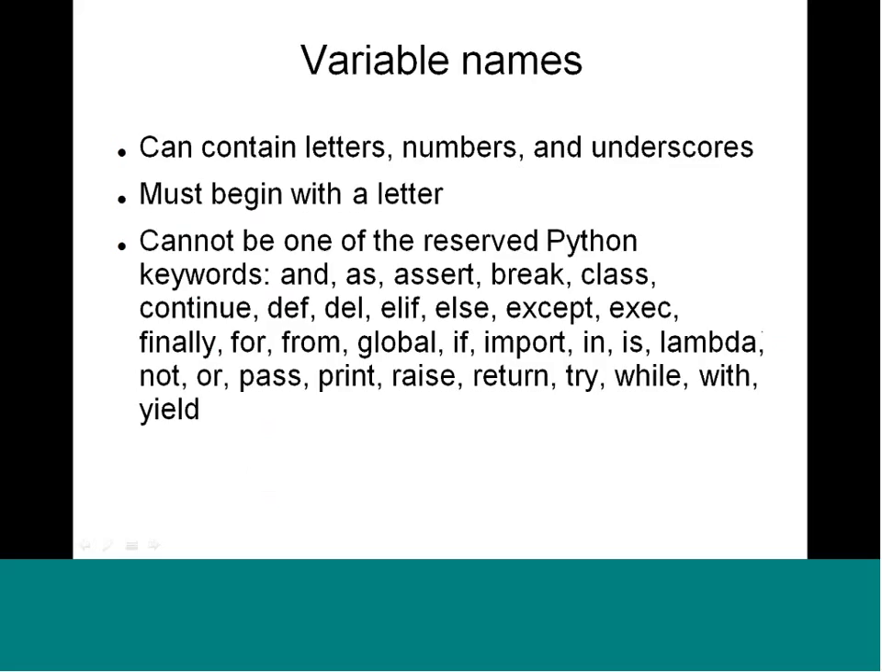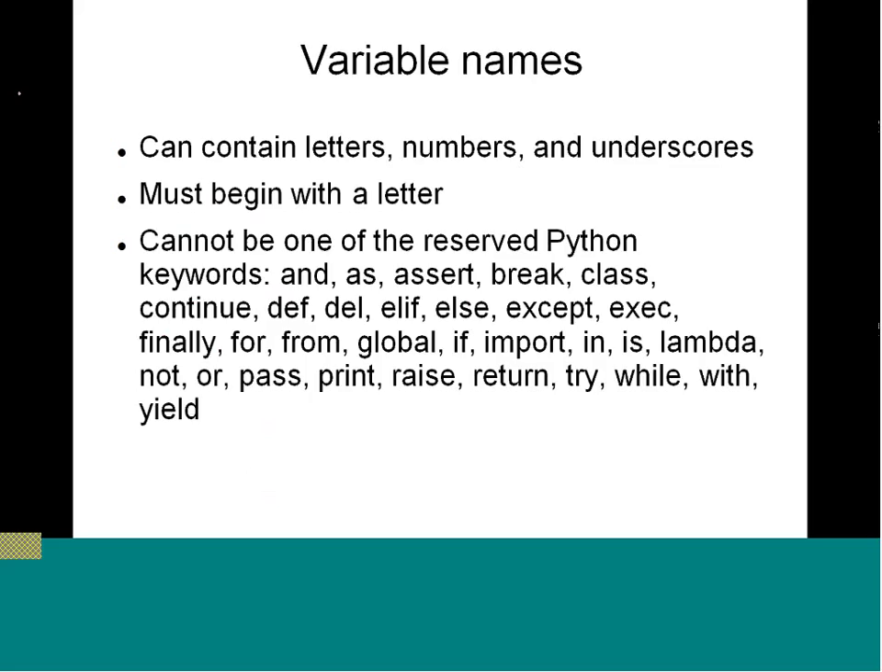So how do we define the variable names? The variable names can contain letters, numbers, and underscores, but it has to begin with a letter, and that's how Python identifies a variable name. And it cannot be one of the reserved Python keywords. Here are some of the examples: and, as, assert, break, class, continue, def, del, elif, else, except, exec, finally, for, from, global, if, import, in, is, lambda, not, or, pass, print, raise, return, try, while, with, and yield.